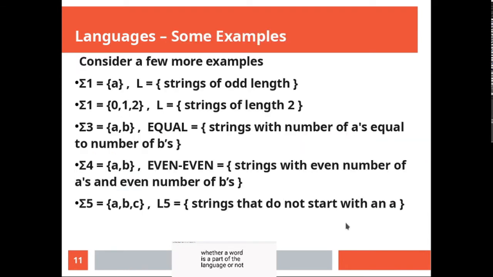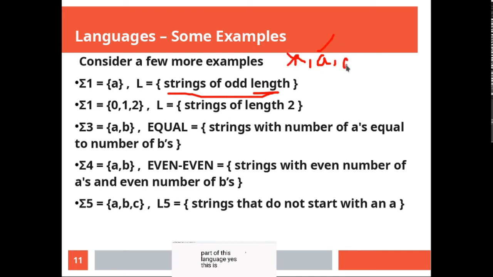Now let me take some more examples. So here is an alphabet which is defined over A, and L is the set of strings of odd length. Now using this definition, let me check the membership. Is null a part of this language? No. Why? Because it is not of odd length. This is of length 0. 0 is not odd. Is A a part of this language? Yes, this is A. This is a part of this language, null is not.